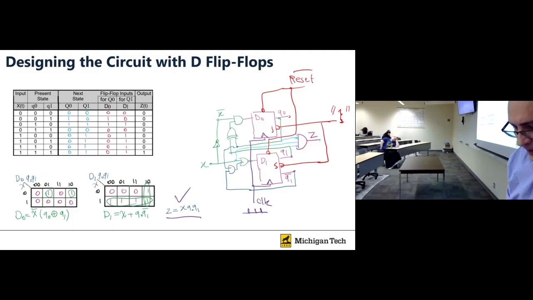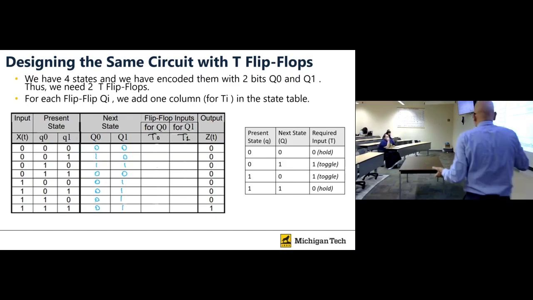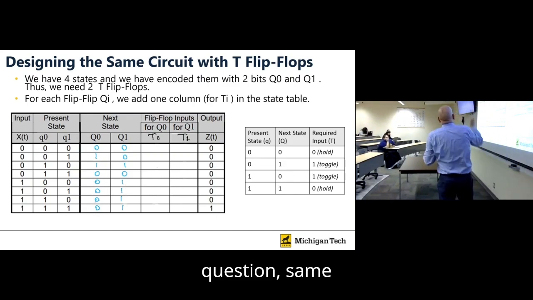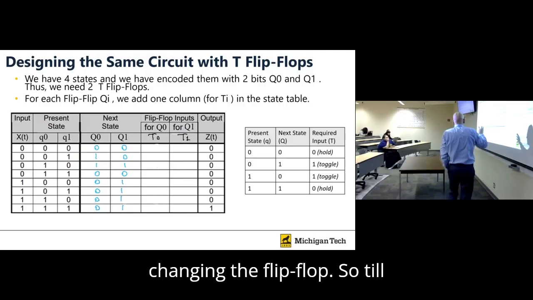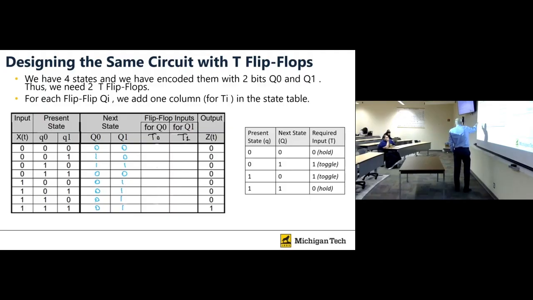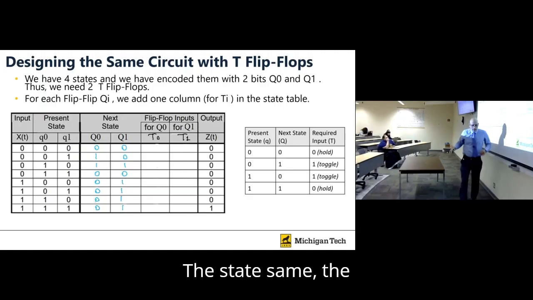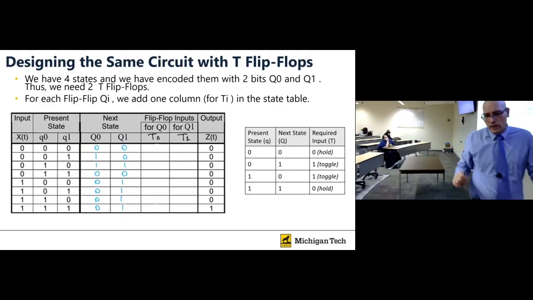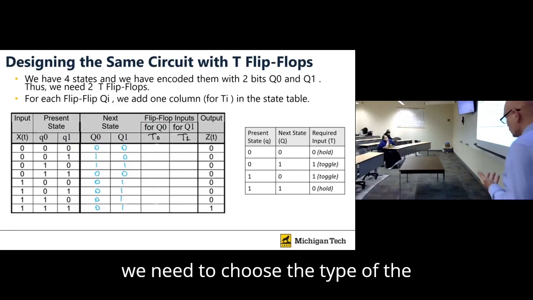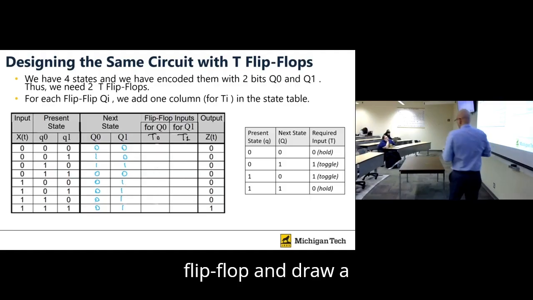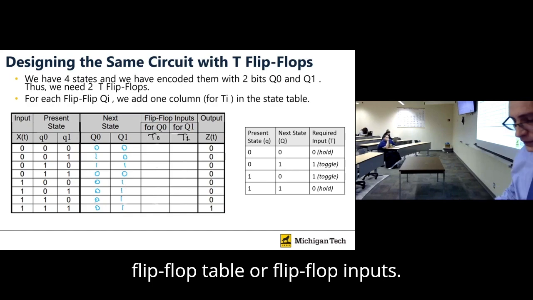Go for T flip-flop. So we are doing the same question, the same problem, but just changing the flip-flop. Till the transition table, everything is the same. The state diagram is the same. The transition is the same. But here we need to choose the type of the flip-flop and draw a flip-flop table or flip-flop inputs.